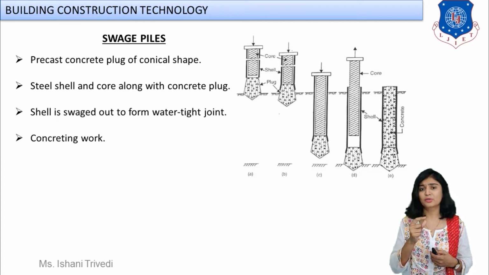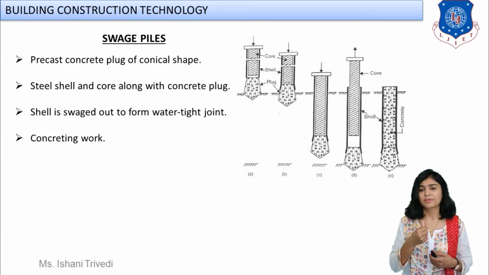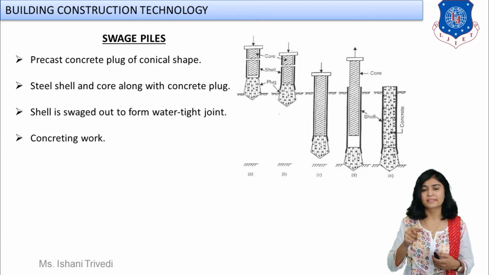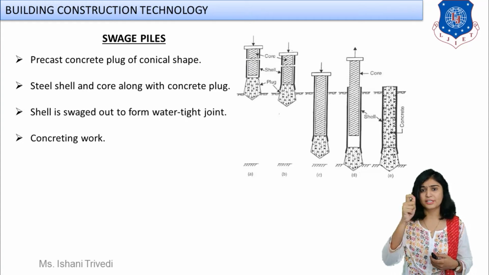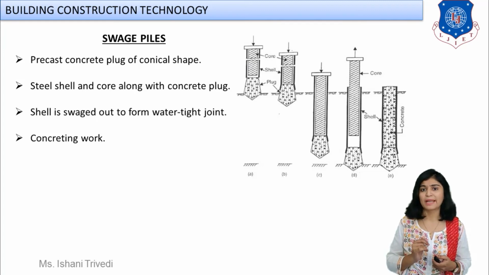Also, you can see that the conical plug is resting on the hard strata, so it is also going to provide partial support, but this is done in the case where we want a watertight joint, when you don't want to allow water to seep inside your casing. And then your concreting work is done in the general manner, so this makes your swage pile. Once the concrete bottom plug and the steel tube are inserted into the ground, the mandrel is swaged out back, and then concreting work is done, which makes your swage piles.